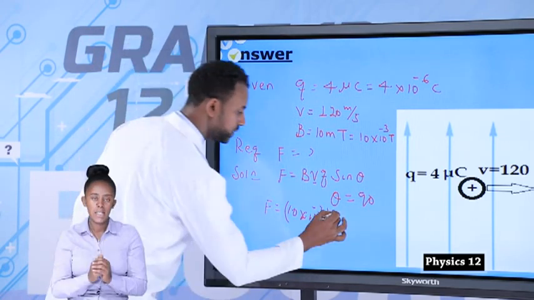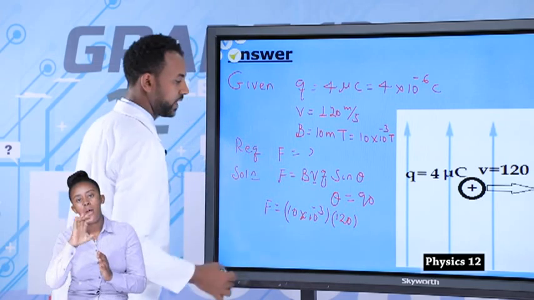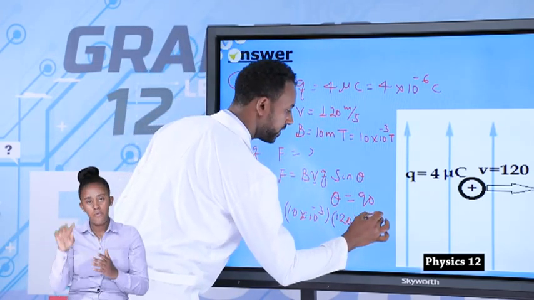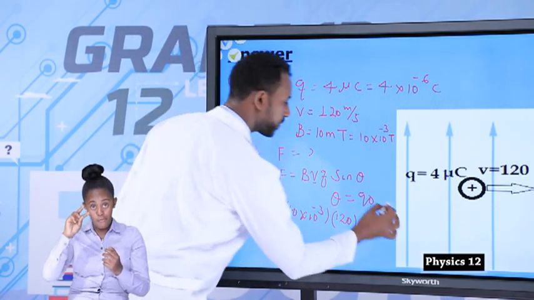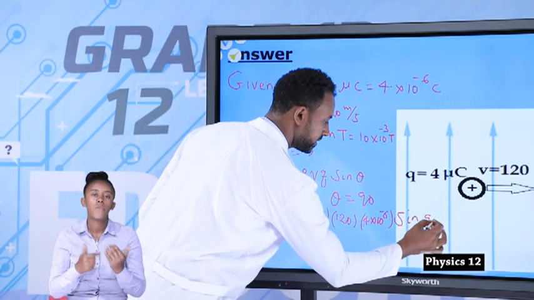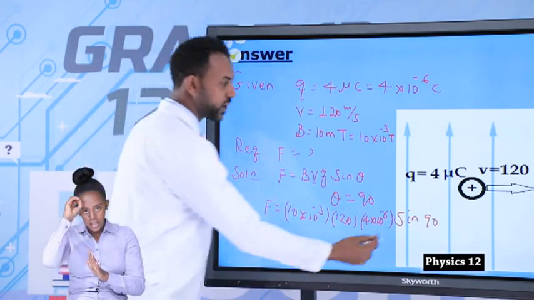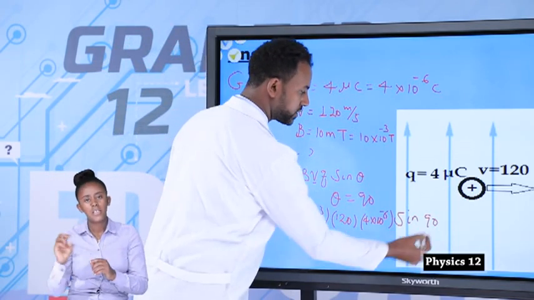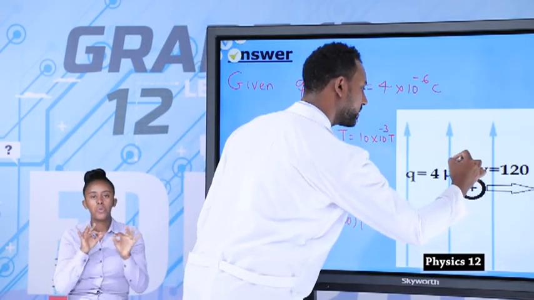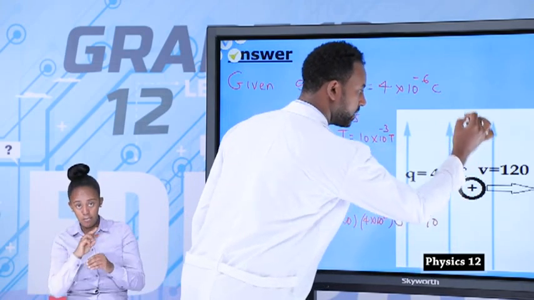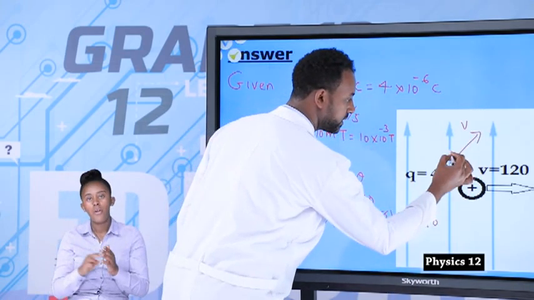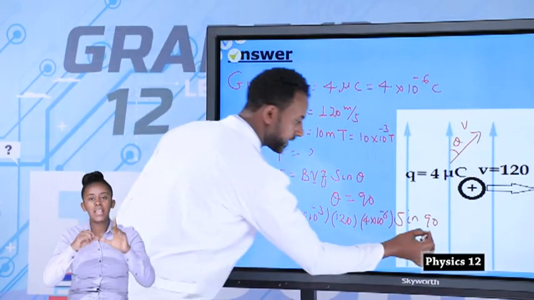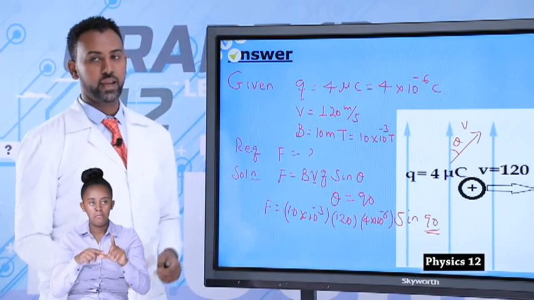The velocity V is 120 and the charge is 4 times 10 to the power of minus 6. In this case, we have already written sine 90 degrees. If this charged particle has another angle like 30, 60 and so on, it's possible to substitute. For example, if this charged body is moving like this, in this direction, there is an angle theta, so you have to put that angle. In this case, it's 90, so sine 90 is 1.